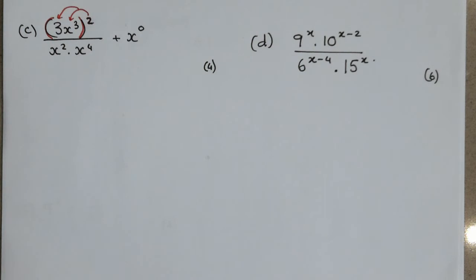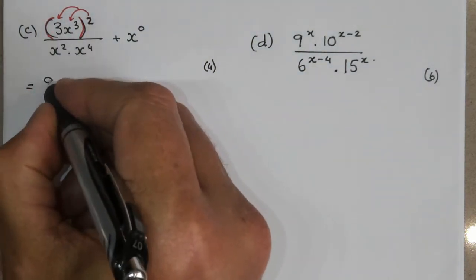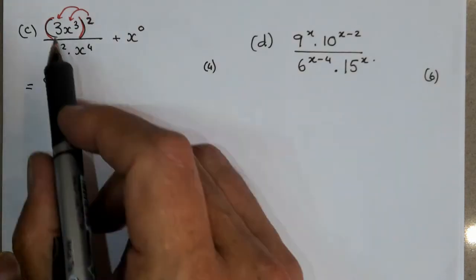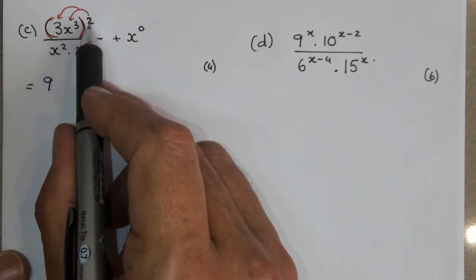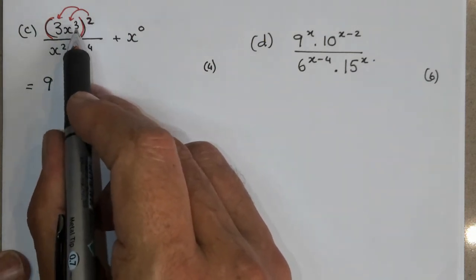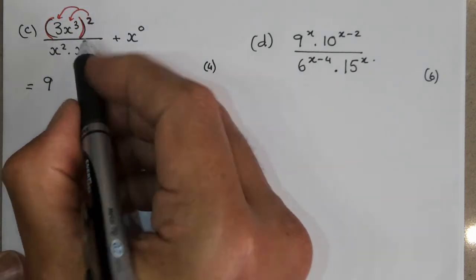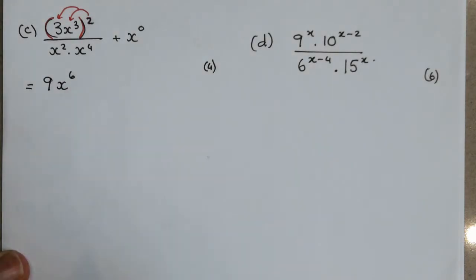Okay, so the 3 next needs to get squared, and 3 squared we all know is 9, not 6. It's not 3 times 2, it's 3 times 3. X to the power 3 to the power 2 again, it's raising an exponent to another exponent. You multiply those two to get x to the 6. That would have earned you 1 mark.